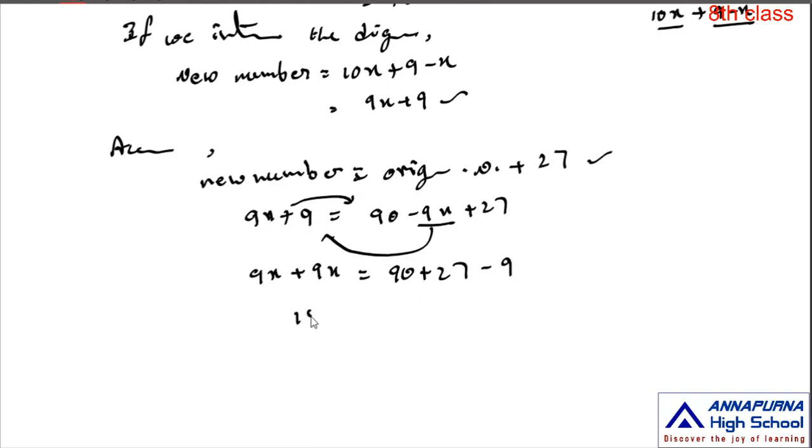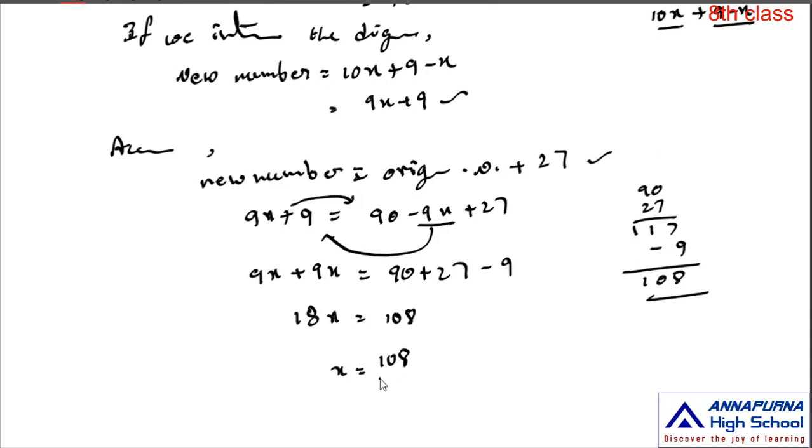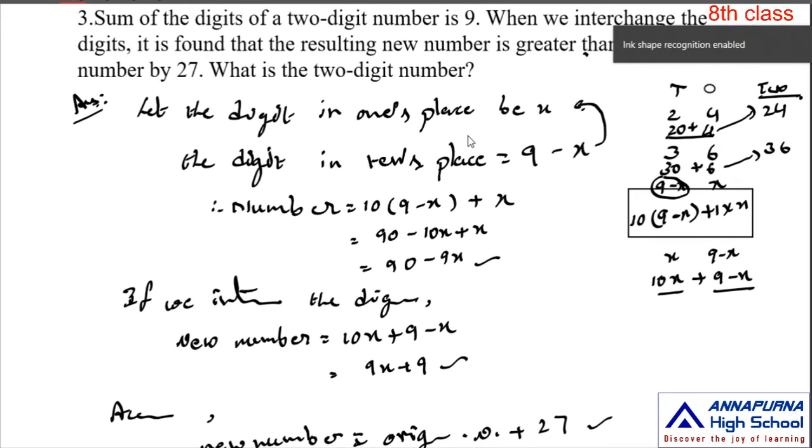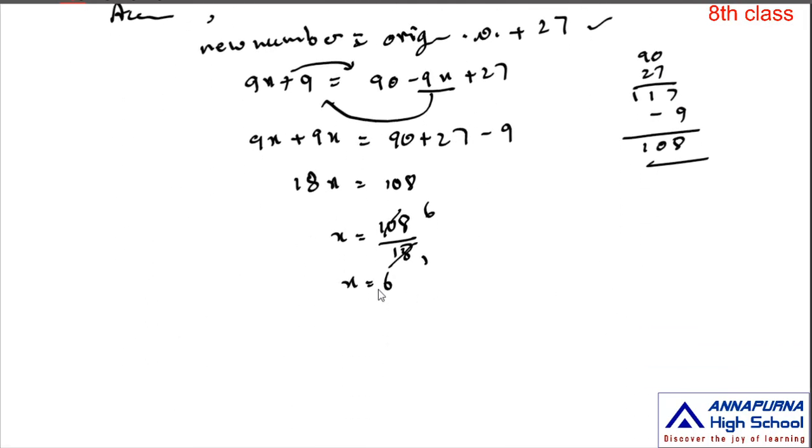9x plus 9x, 18x is equal to 90 plus 27. So it is equal to 117 minus 9, 108. So x is equal to 108 by 18. So 18th table, 1 time and 6 times. So x is equal to 6. Means in the required number, the digit in ones place is 6.